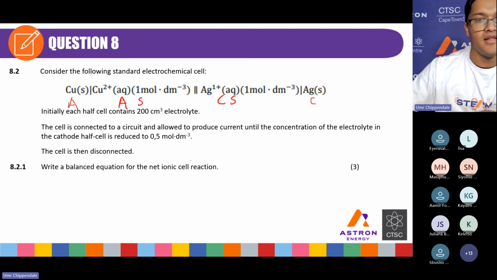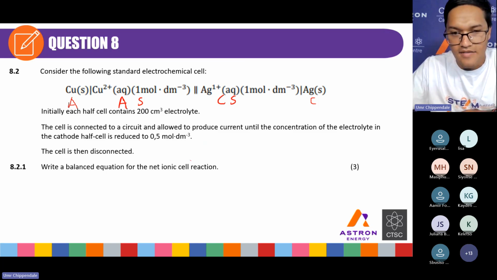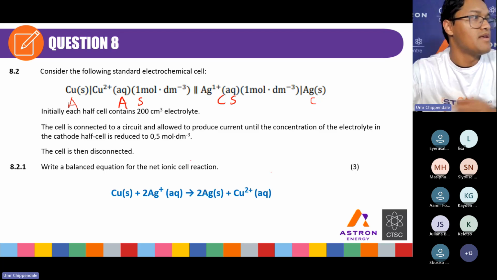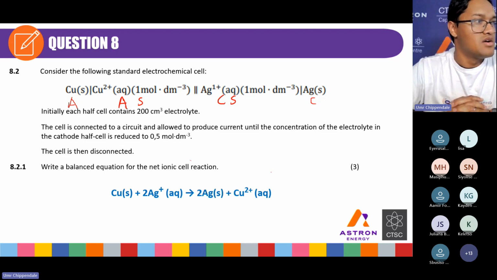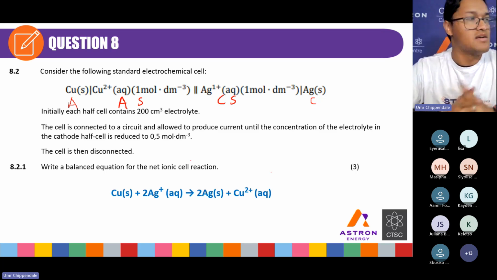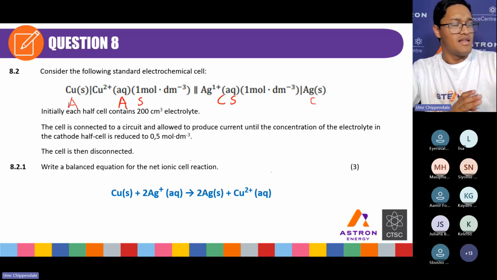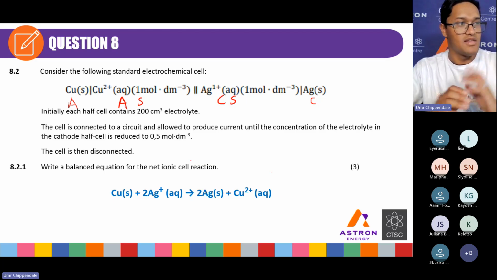Come over. There we go. So here they want a net balanced equation that we have. So we now need to, of course, make this balanced. So you're going to multiply these by 2, and then this will be your balanced equation, where you get rid of your electrons, and then you have your values as Cu, and then 2Ag+ will give you 2Ag solid, and then your copper.